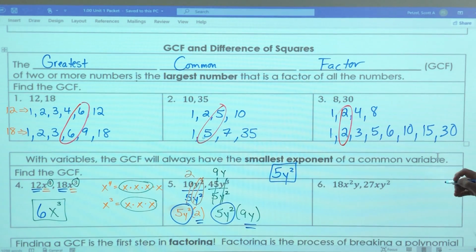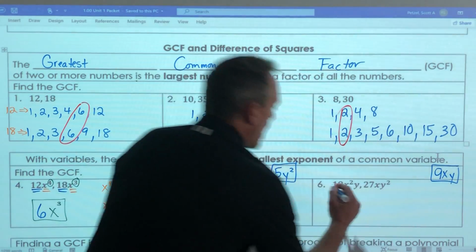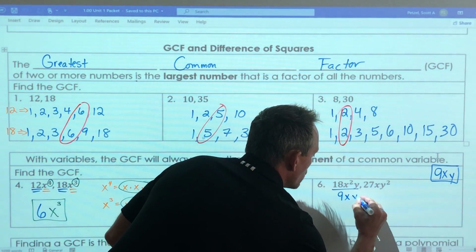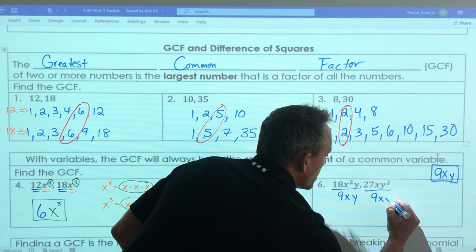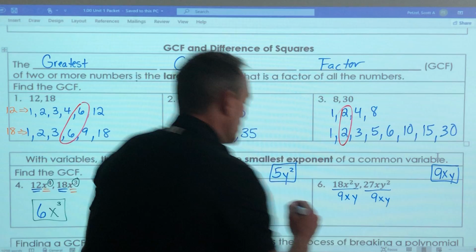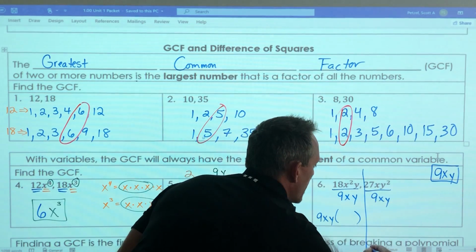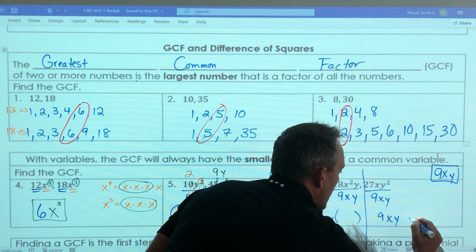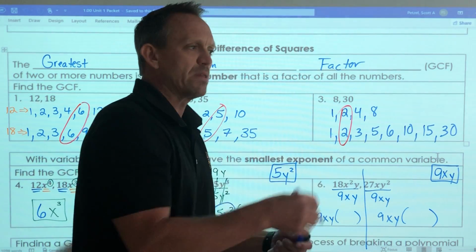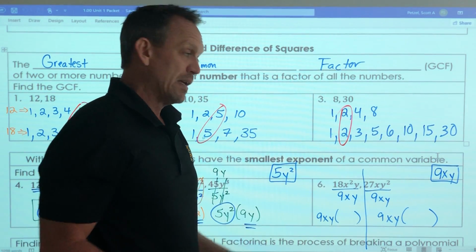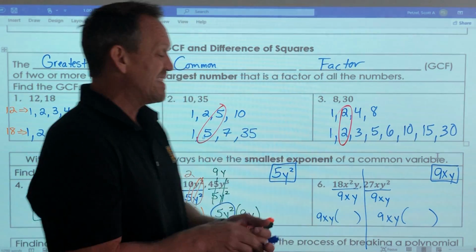Let's do this one. So again, let's try it again. Let's say that I know that 9xy is my GCF. We did this in class. If I took it out, remember we're basically trying to pull something out. So if we pull this 9xy out, what would be left there? Whatever is in the parentheses is what is not in common.